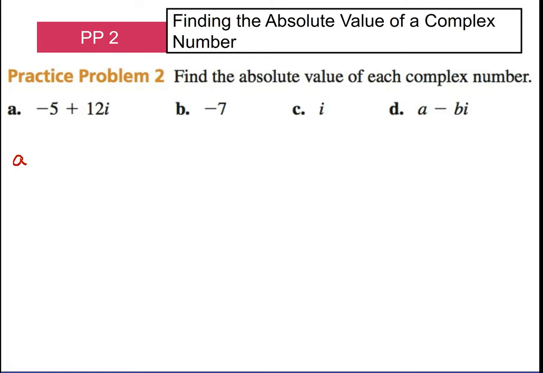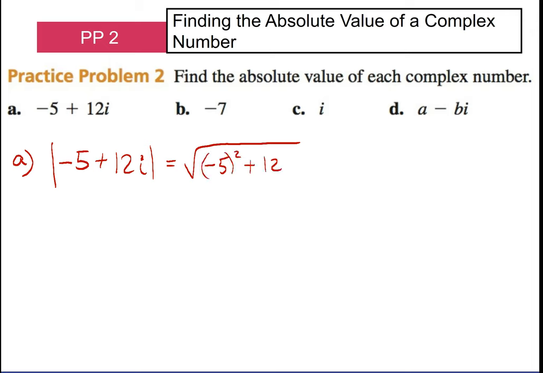So the absolute value of negative 5 plus 12i: we take that negative 5 to the second power, take the 12 to the second power, square both of them, add both of them up, and we get ourselves an answer of 13. That is the absolute value of that complex number.